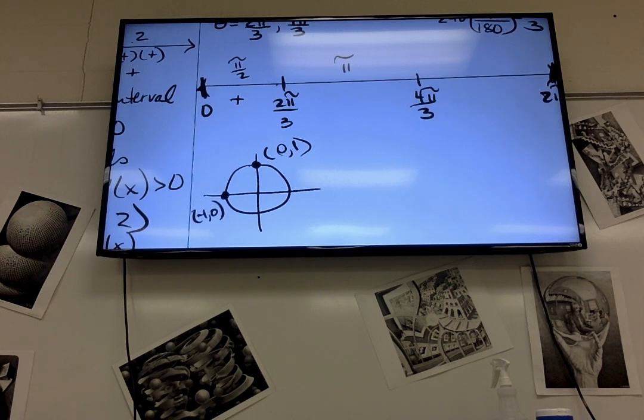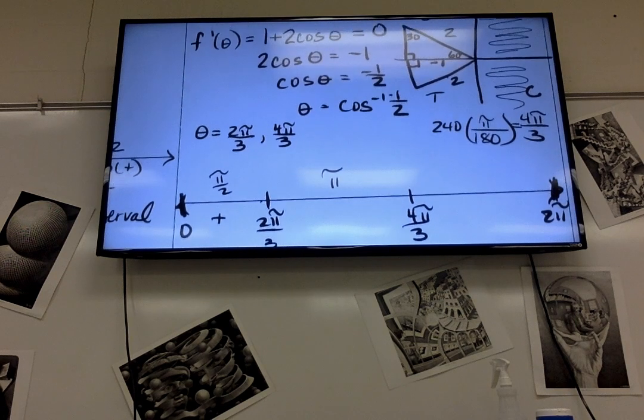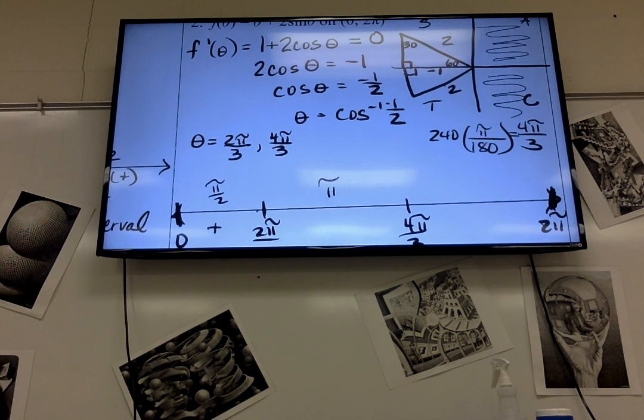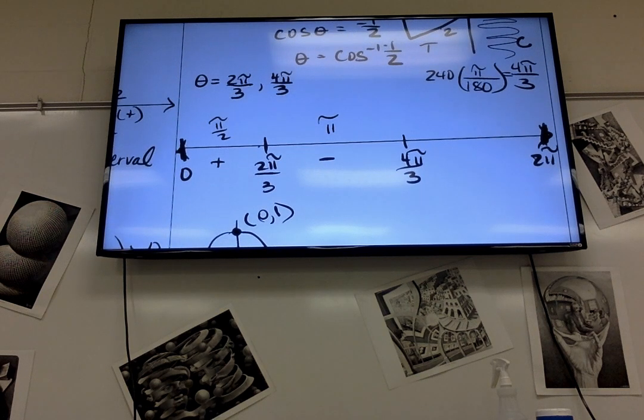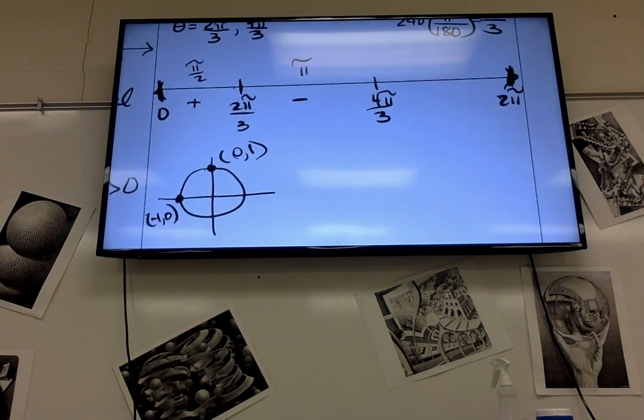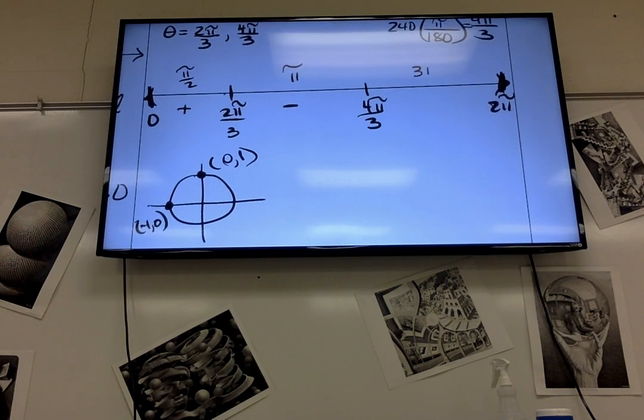I keep forgetting. Okay, so it's 1 minus 2, then, right? So this one's negative. Pi over 6, pi over 4. Let's do this one.